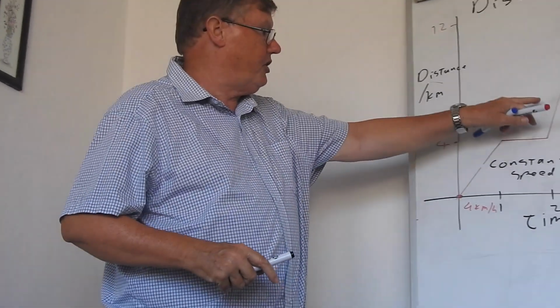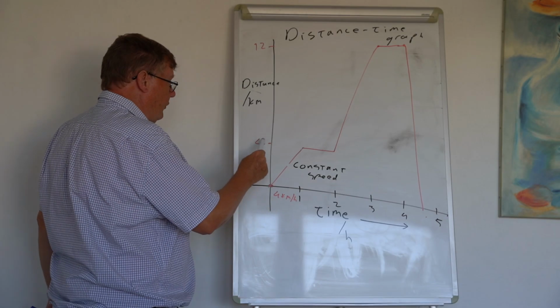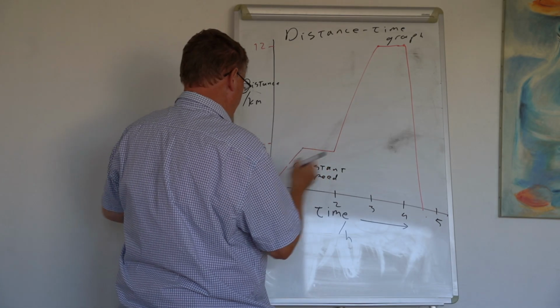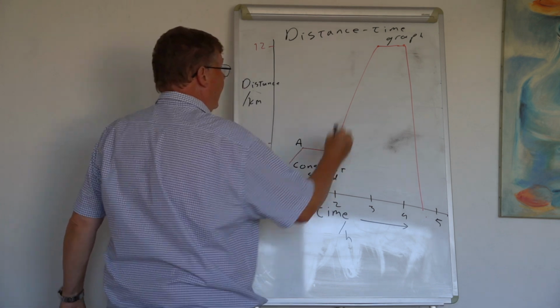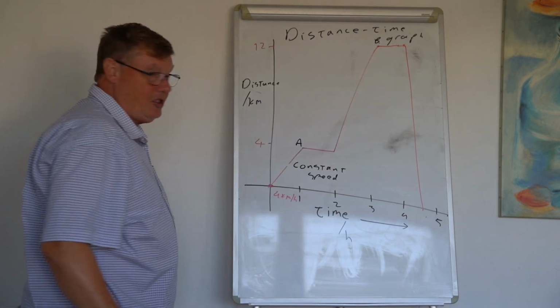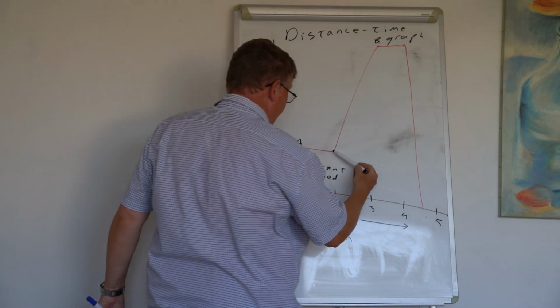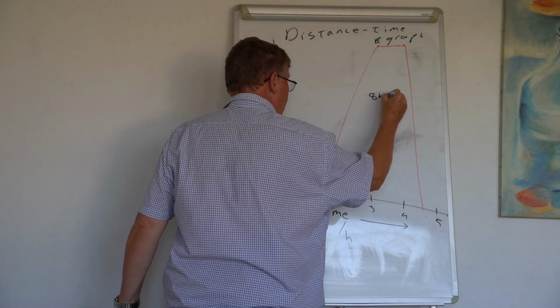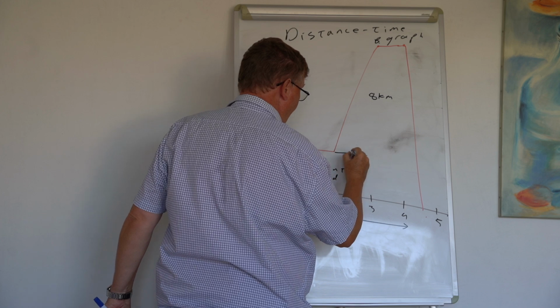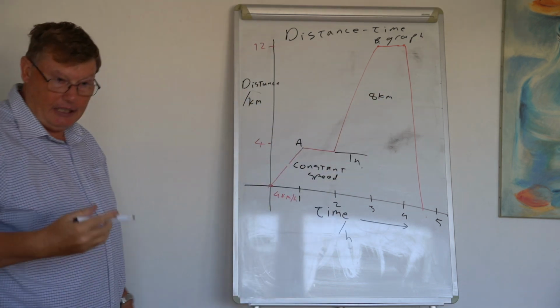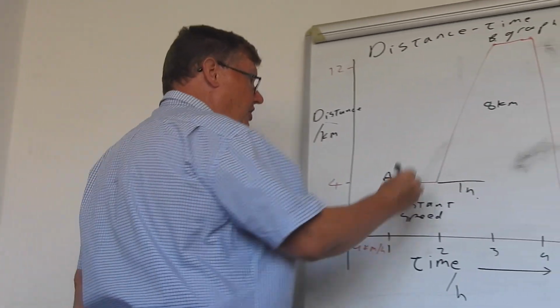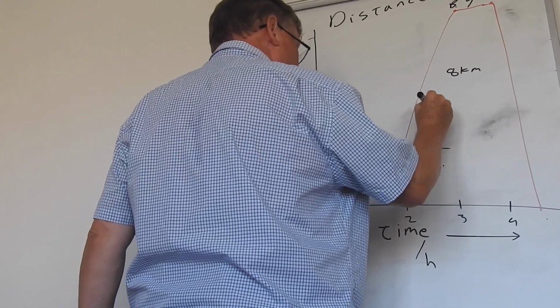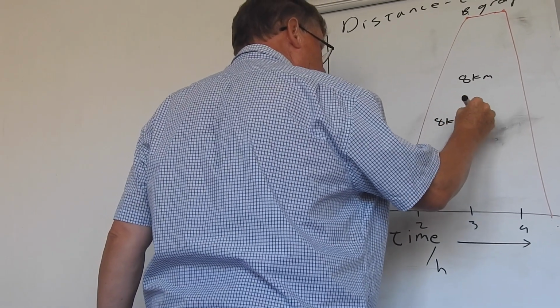If we want to know the speed when he went from his friend's house, call this arriving at A and then arriving at B, the speed of his journey from leaving A to arriving at B was: he went up by 8 kilometers and he went across by 1 hour. 8 divided by 1 is 8 kilometers per hour. So his speed during this time was 8 kilometers per hour.